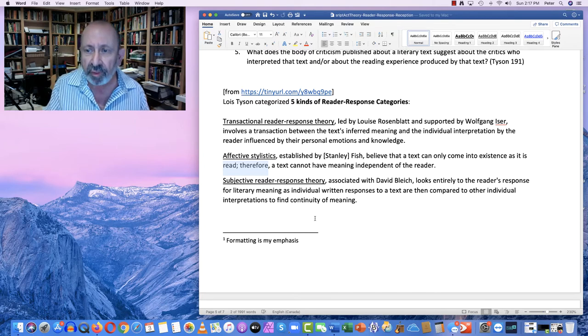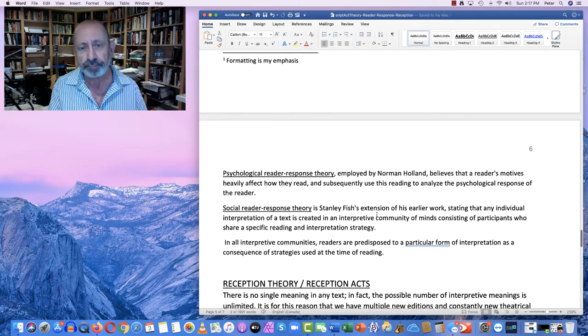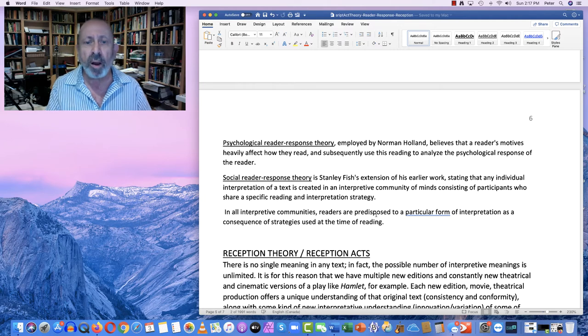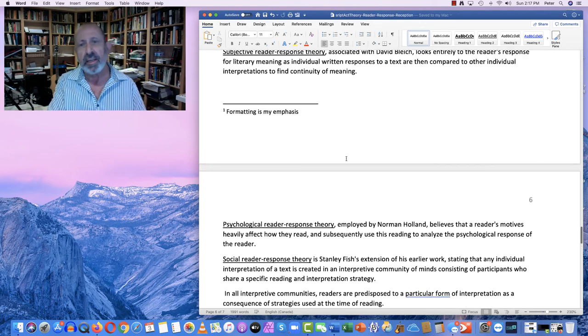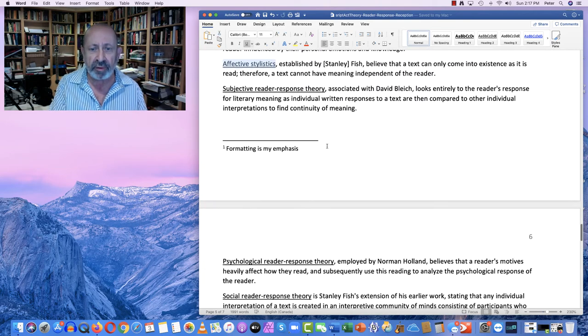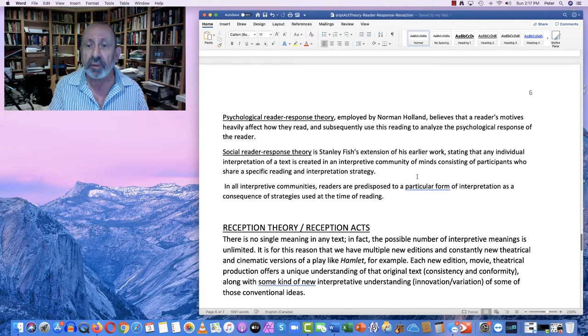Subjective reader response looks entirely to the reader's response for literary meaning, as individual written responses compared to a text and then compared to other interpretations to find continuity of reading. Psychological reader response looks at the motives for why you want to read a text and how the characters work. And finally, in his later career, Stanley Fish revisited his earlier notion about affective stylistics and basically zoomed out a little bit to include now any individual interpretation of a text that is created in an interpretive community of minds.